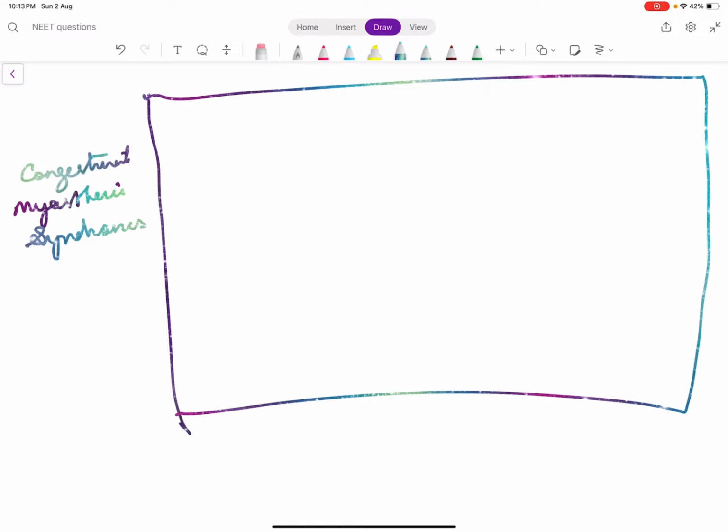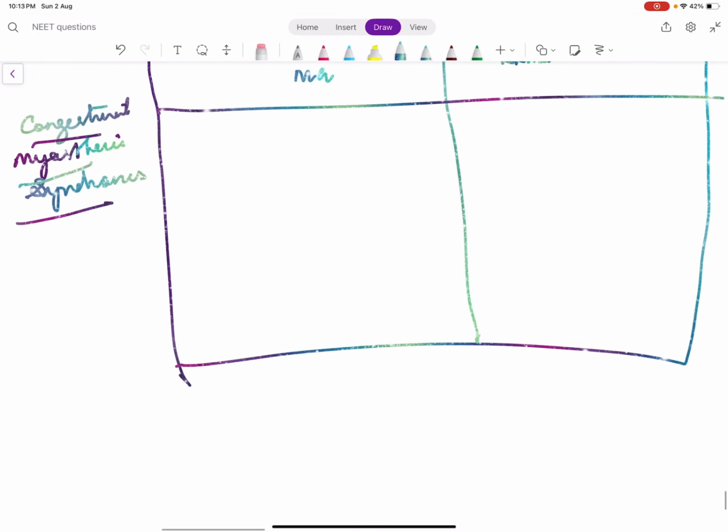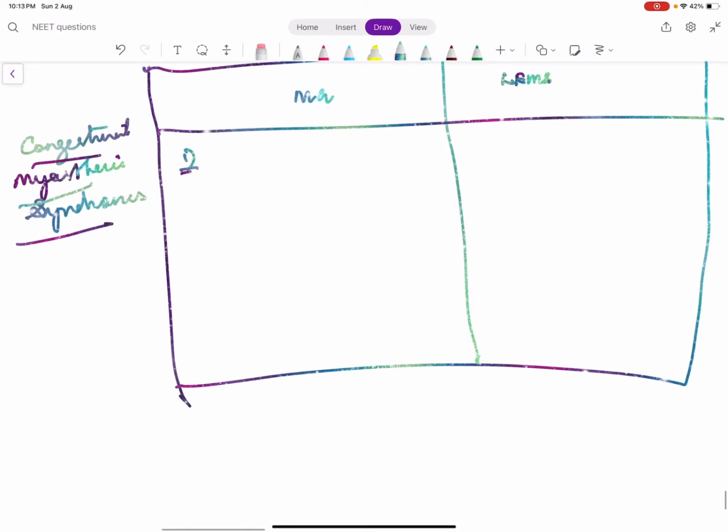But you need not break your heads on congenital myasthenic syndromes. But one important differential diagnosis for myasthenia gravis is Lambert-Eaton myasthenic syndrome. So what is this Lambert-Eaton myasthenic syndrome?